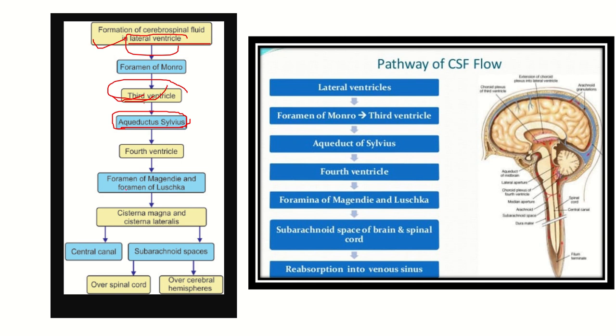And if both the foramen Magendie and foramen Lusca are obstructed, then the fourth ventricle, third ventricle, and lateral ventricle will be enlarged. So it is very simple regarding the CSF pathway. In the second picture, here also we can see the lateral ventricle, then third ventricle, then fourth ventricle. From the lateral ventricle to third ventricle there is the foramen of Monro, and from the third ventricle to fourth ventricle there is the aqueduct of Sylvius.